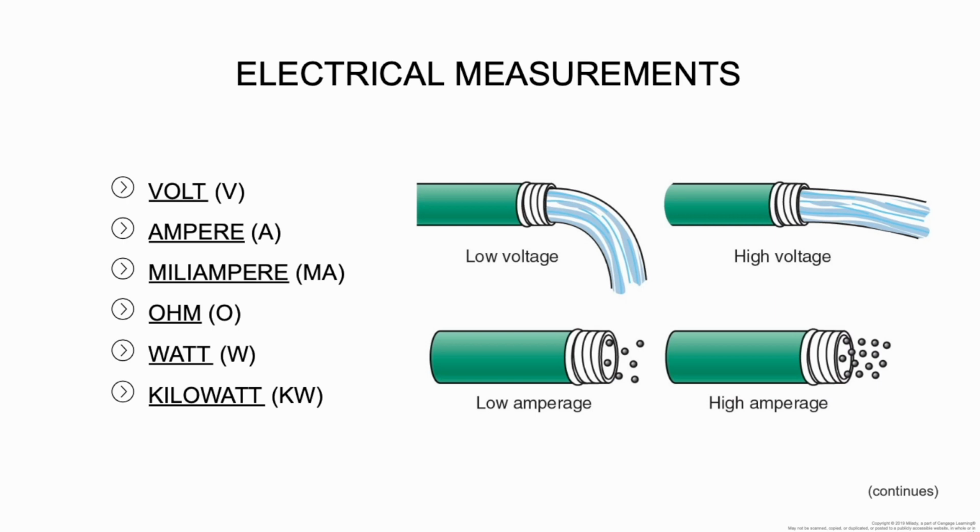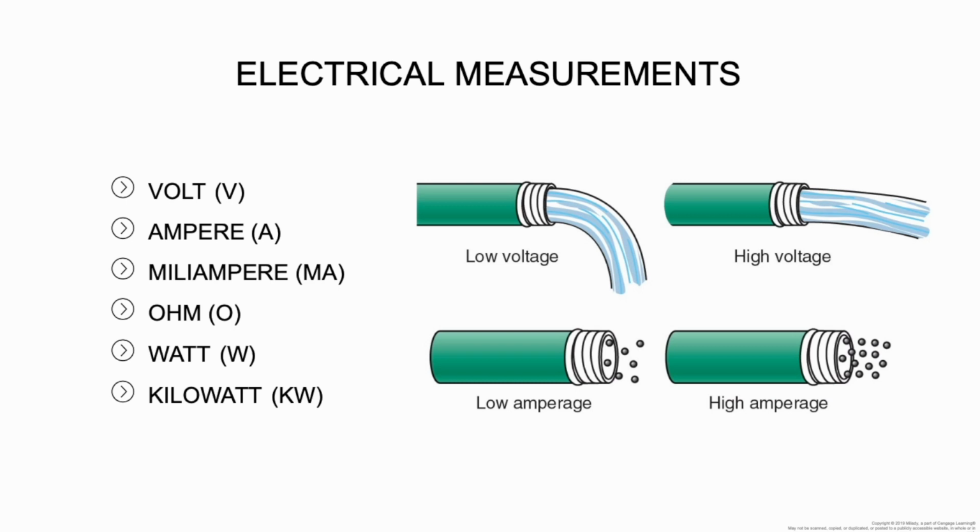You have ampere, A-M-P-E-R-E, and this is abbreviated as A, also known as amp. It is the unit that measures the strength of an electrical current. You have milliampere, which is abbreviated as mA, and is 1/1000 of an ampere. This current is used for facial and scalp treatments and is measured in milliamperes. You have ohm, O-H-M, abbreviated as O, and it is the unit that measures the resistance of an electrical current.